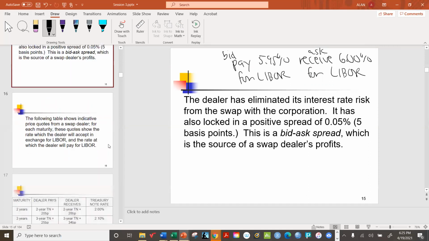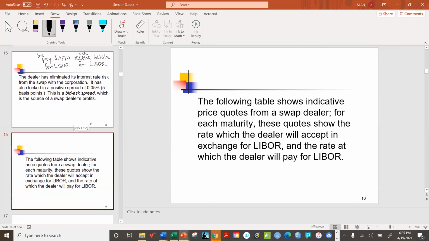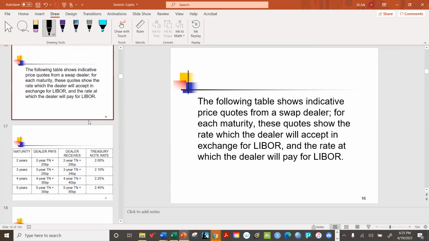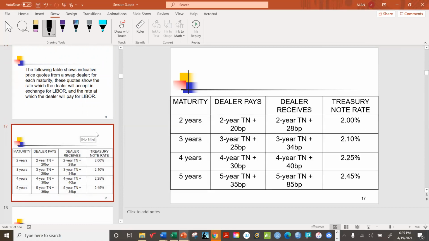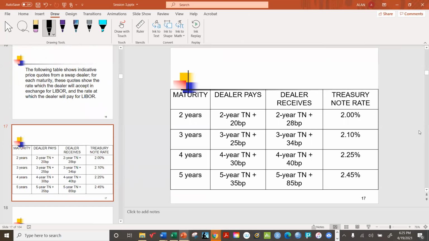Now, in practice, this is how they tend to quote their bid-ask spreads. Instead of having an absolute number, they'll say, listen, whatever the current, let's say, treasury note rate is, or treasury bill rate, we'll add X points to that to come up with our quotes. So here, for example, for a 2-year swap in which you may enter as the fixed or the floating rate payer, the dealer, by the way, this TN stands for treasury note.